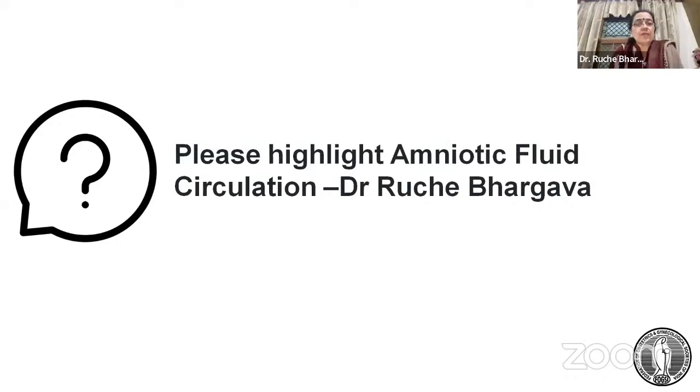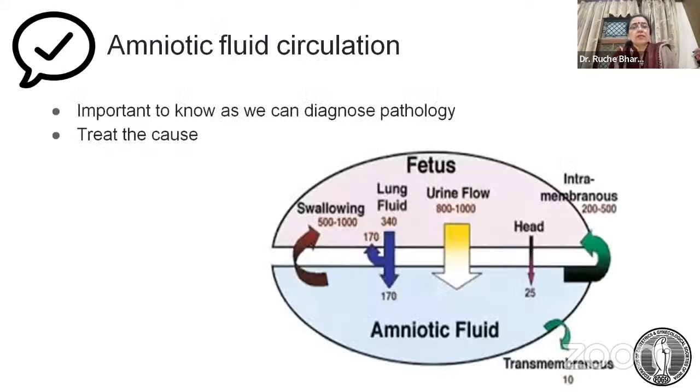Yeah, so there are three major determinants influencing the amniotic fluid volume. One is the transfer of solutes within and across the membrane. Then there is fetal regulation through swallowing and urine production. And then there is transplacental fluid movement. Now, if you look at the diagram, swallowing is almost 500 to 1000 ml per day.